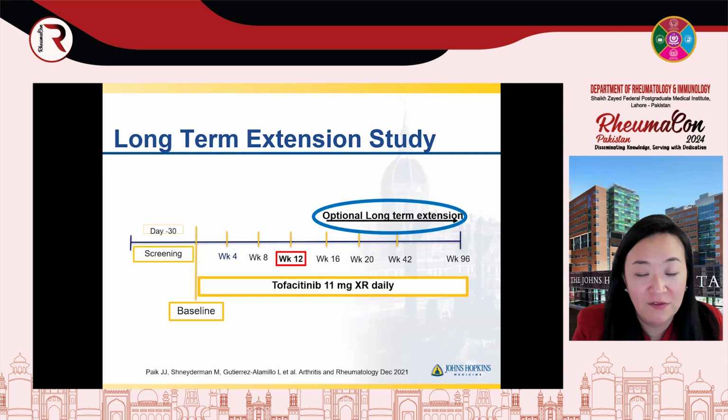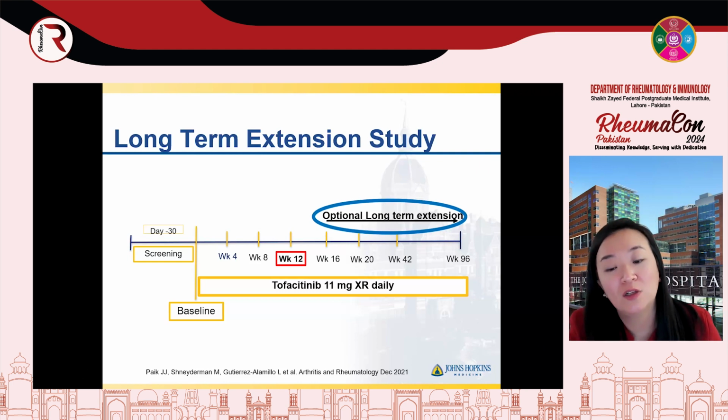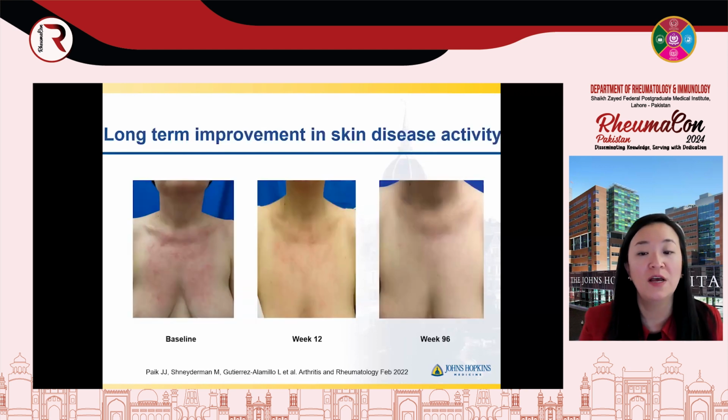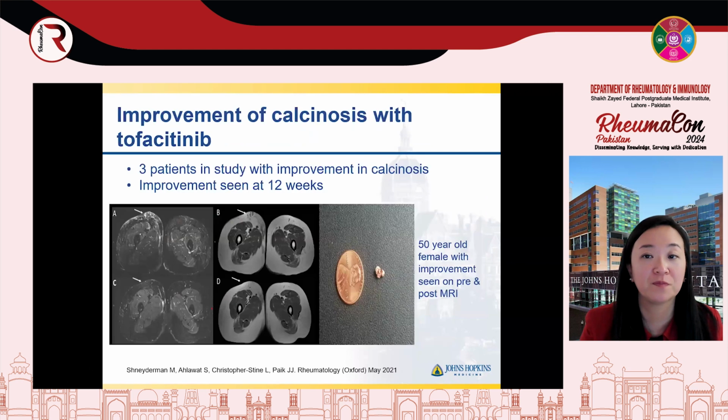So based on these findings at week 12, we wanted to see the long-term efficacy and also the safety in these patients. So we were able to extend the study up to week 96, and 7 out of the 10 decided to continue. In this one patient in particular, you can see by week 96, this had completely resolved. A little bit of this red is solely what we call poikiloderma, or damage from the skin disease. And she's still doing well on the tofacitinib currently.